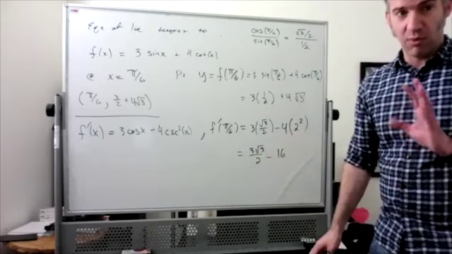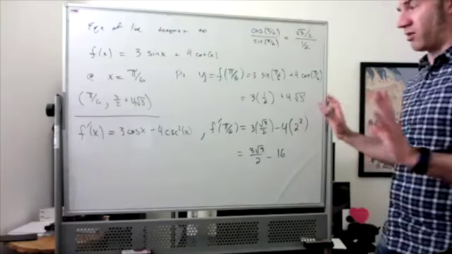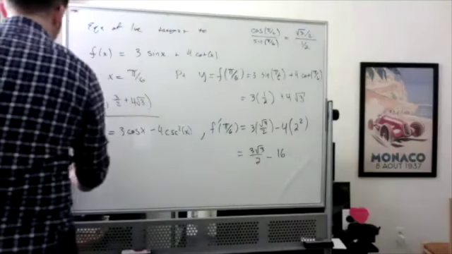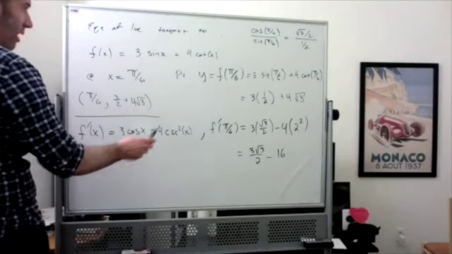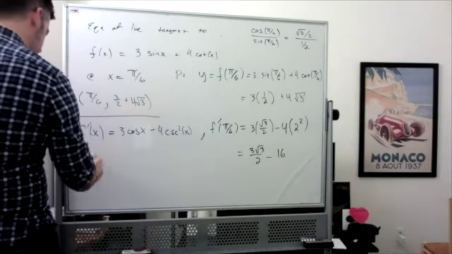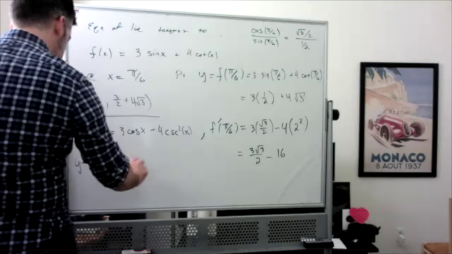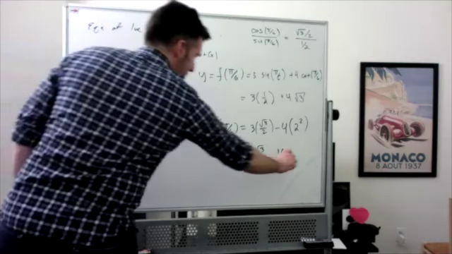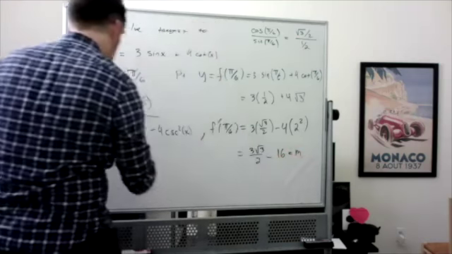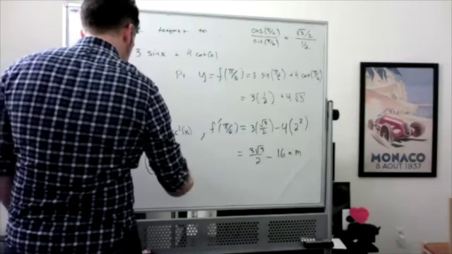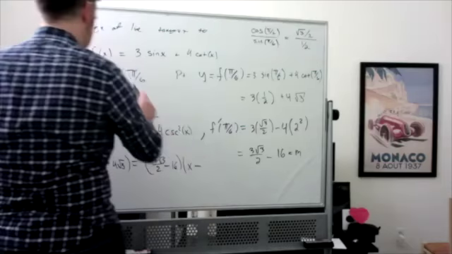Okay, the point of this problem isn't so much that these numbers are ugly, it's what you should write as your answer. So the equation here is going to be y minus the y coordinate, which is 3/2 plus 4 root 3, equal to my slope, 3 root 3 over 2 minus 16, times x minus the x coordinate.